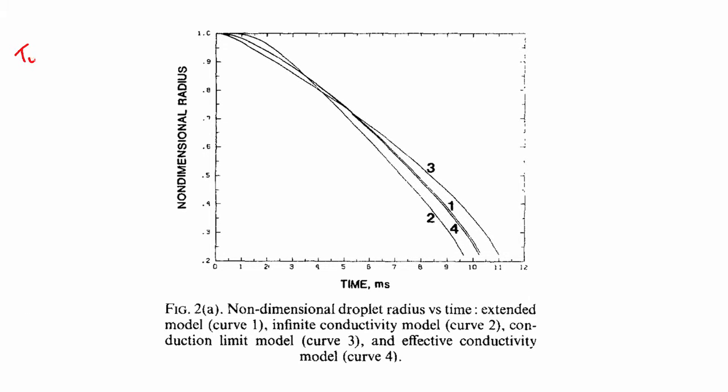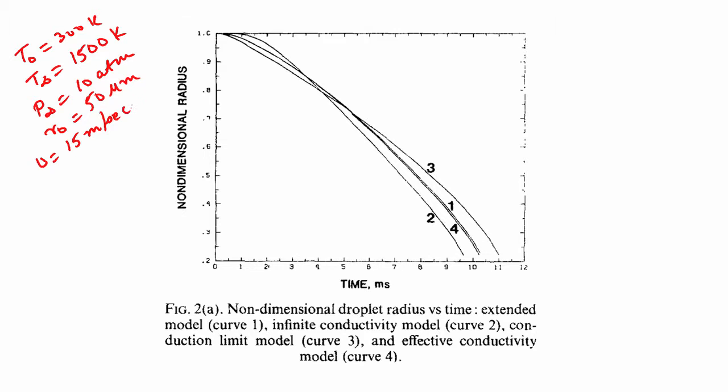So here some of the basic parameters are: T0, the initial temperature, is 300 Kelvin. This can be anything, you can actually do your own model, but this is just to give you an idea. The external temperature is about 1500 Kelvin, so that is more like a flame. The external pressure is about 10 atmospheres, so it is a high pressure chamber. The initial droplet radius is about 50 micrometer, which is roughly half the size of a human hair, and the initial velocity of the gas phase flow field is about 15 meter per second. So these are the conditions that are given to you.